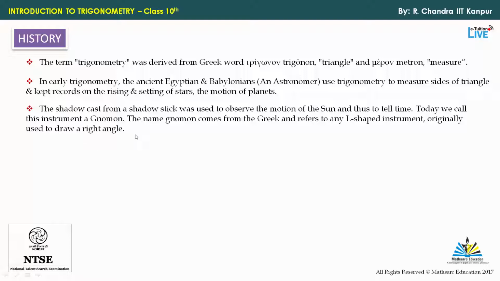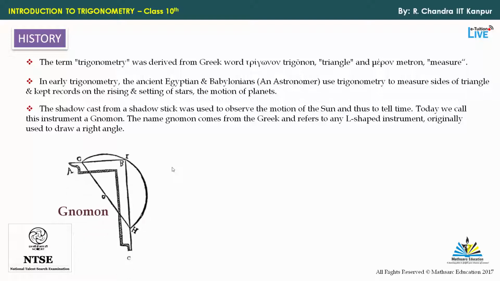The name gnomon comes from the Greek and refers to any L-shaped instrument, originally used to draw a right angle triangle. Here is the picture of a gnomon. You can say this is L shape, and if we make a semicircle here, this is the diameter of this semicircle, and this will make a 90-degree angle here. So this is a right angle triangle. And any L-shaped instrument was called a gnomon at that time.